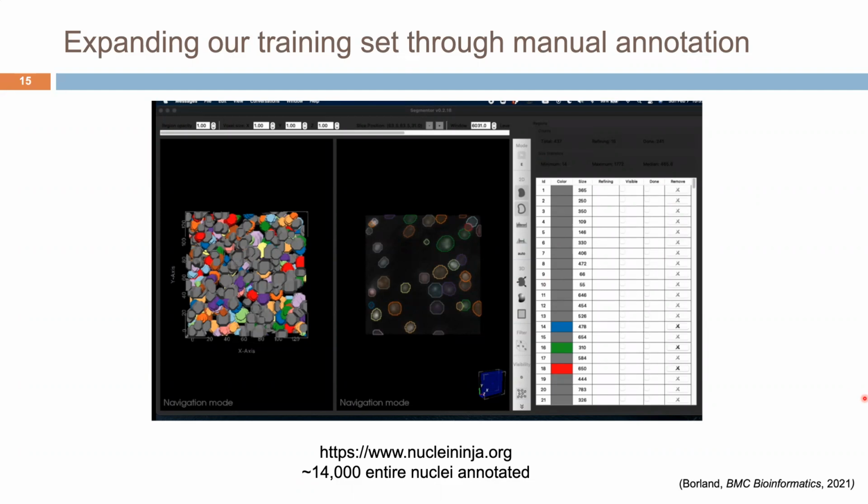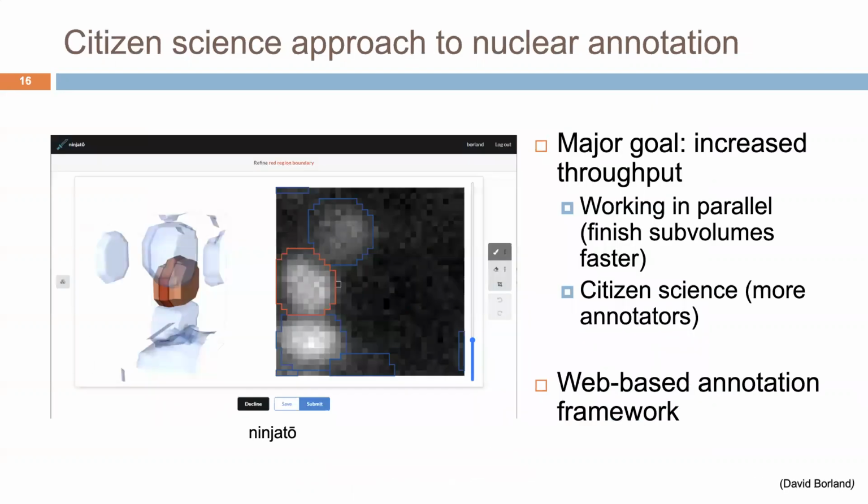The tool we developed is called Segmentor, and we call our nuclei labelers nuclei ninjas, with the original thought being that this would be like Fruit Ninja, where you sort of have to separate two nuclei that are falsely attached to each other. So we currently have 14,000 entire nuclei annotated through the dedicated work of our nuclei ninjas and getting more and more every day.